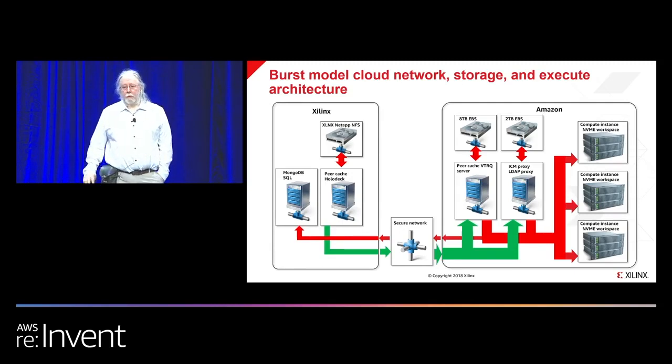We also use ICManage as our database server. So we have a proxy server that we run there just to do some caching to offload any network issues between Xilinx and Amazon. You will get variability. It's good to hide some of that with caches if you can. So that's really what we do.